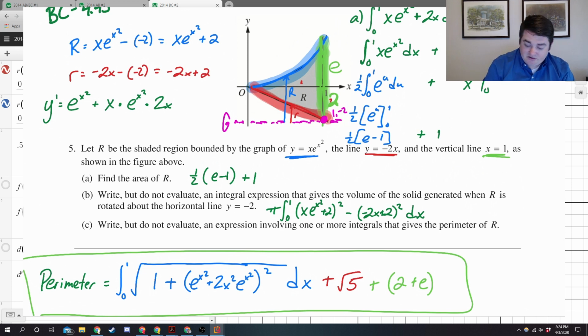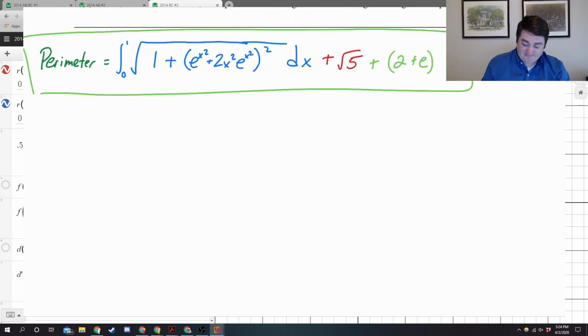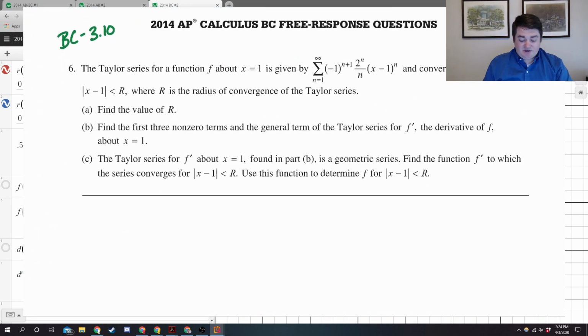Okay, and then our last one. Last one, number 6. BC number 6 is almost always a Taylor series problem. This one is no exception. The average was 3 points. The Taylor series for a function f about x equals 1 is given by the sum from n equals 1 to infinity of negative 1 to the n plus 1 times 2 to the n over n times x minus 1 to the n, and converges to f of x for absolute value of x minus 1 less than r, where r is the radius of convergence of the Taylor series.